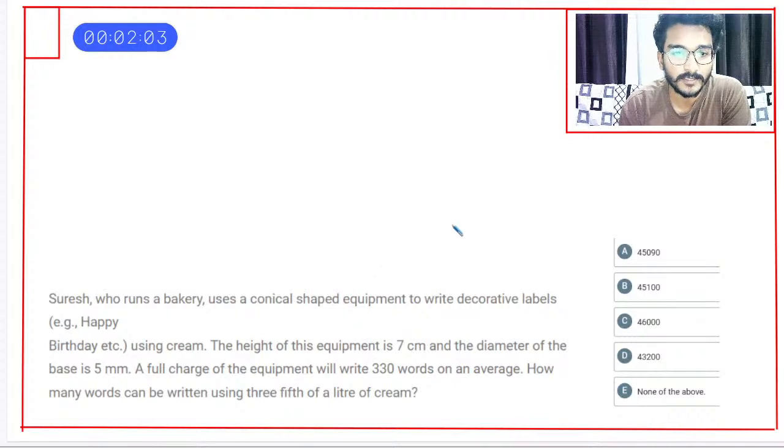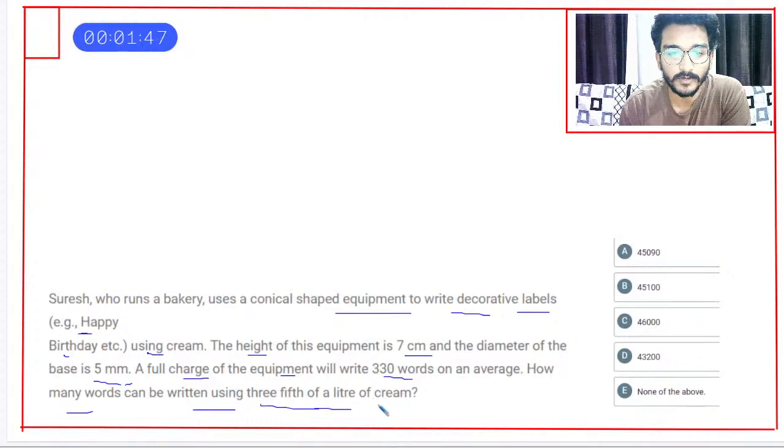Suresh, who runs a bakery, uses a conical shaped equipment to write decorative labels, for example, happy birthday, using a cream. The height of the equipment is 7 and the diameter is 5. A full charge of the equipment will write 330 words. How many words can be written using 3/5 of a liter of cream?